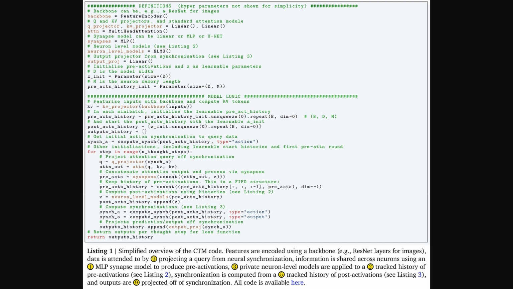Alright, so after seeing the overall architecture, listing 1 here shows us a simplified version of the continuous thought machine's code logic. It outlines the sequence, starting with processing input using a feature encoder, like a ResNet for images, for example. The core of it is a loop that runs for a number of thought steps. Inside this loop, attention is updated, pre-activations are computed by the synapse model, and then each neuron's private neuron-level model uses a history of these pre-activations to determine its new state, or post-activation. Finally, neural synchronization is calculated from these evolving post-activations to generate an output for each thought step.